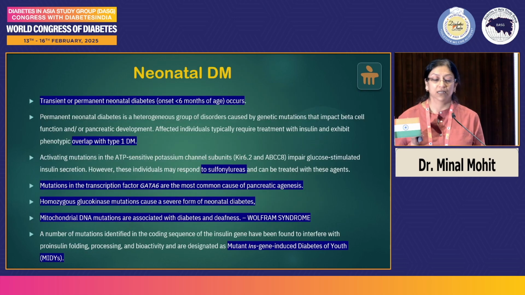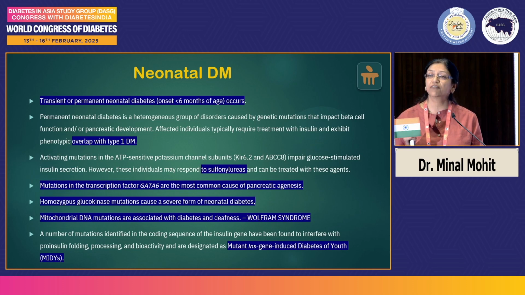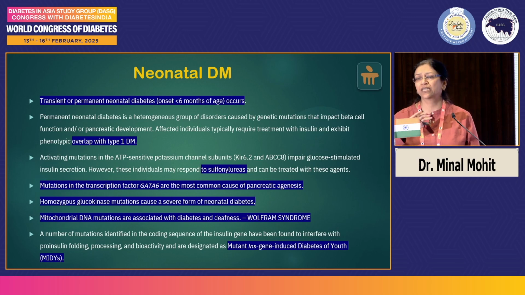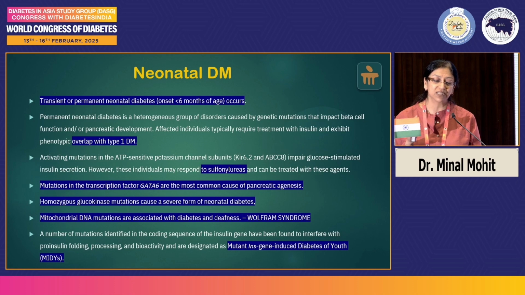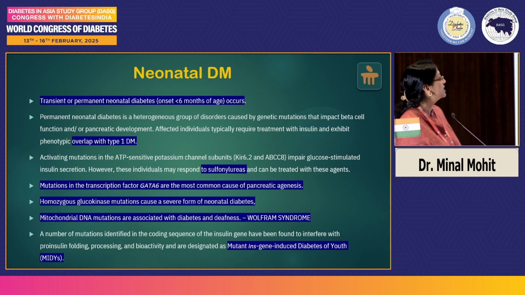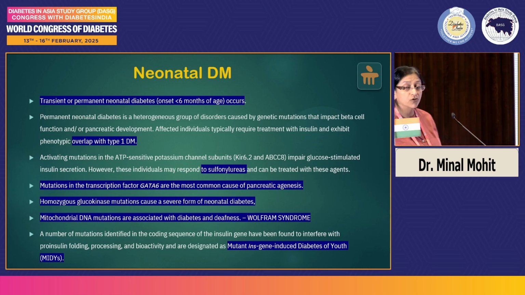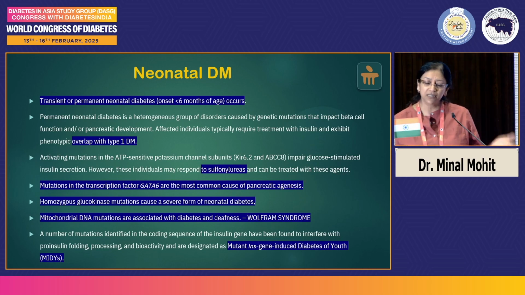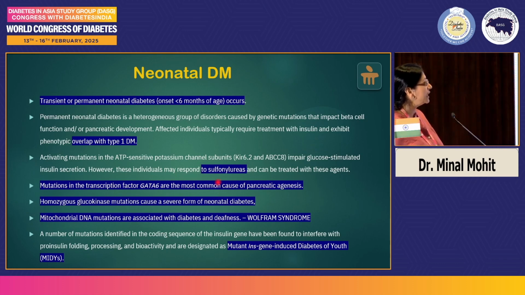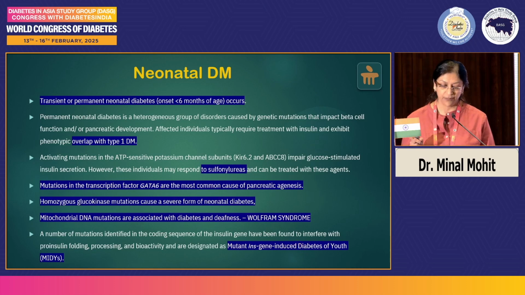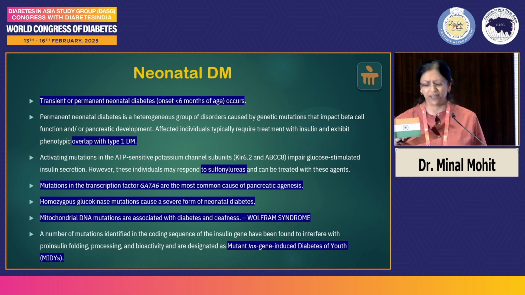Neonatal diabetes is another variant, that is diabetes developing within the first 6 months of life. It can be transient or permanent. If it is permanent, it will overlap with the clinical picture of type 1. If it is transient, it will go away after 6 months. Then we have mitochondrial mutations in the form of Wolfram syndrome, that is the DIDMOAD syndrome: diabetes insipidus, diabetes mellitus, optic atrophy and deafness. Then another variant is MIDY, that is mutant insulin gene diabetes of the youth. So, these are the various rare variants of diabetes.